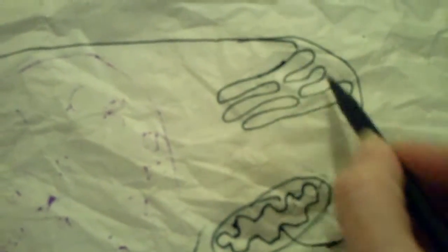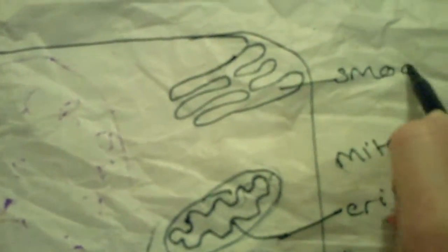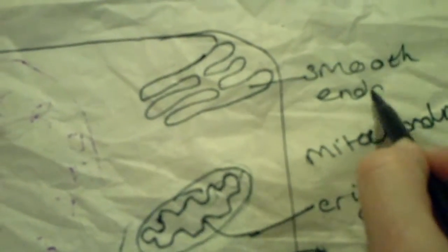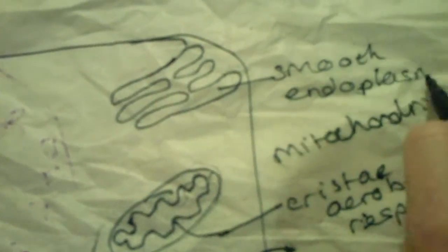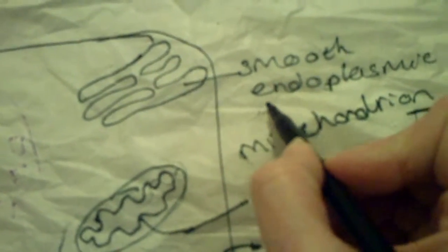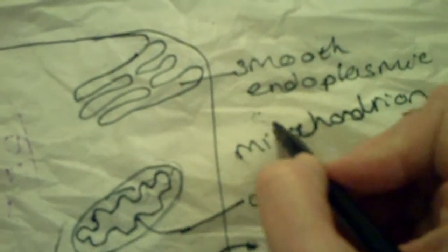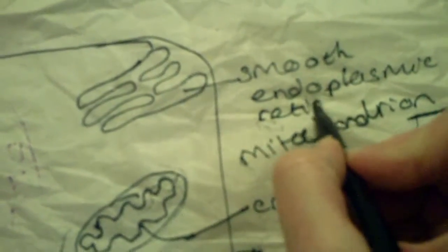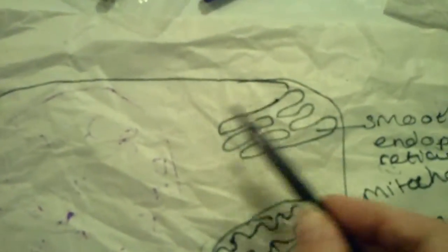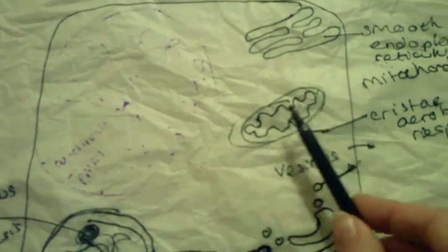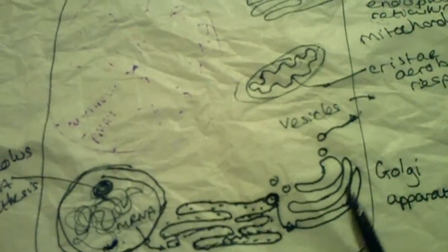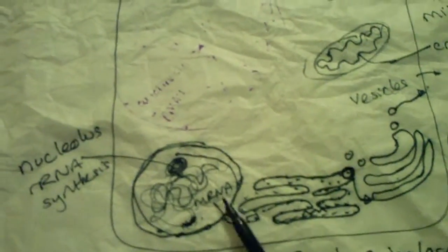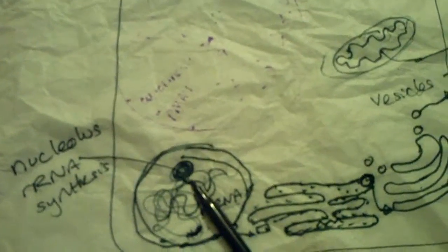Well, we also need to synthesize lipids, and synthesis of lipids occurs within the smooth endoplasmic reticulum. It's a very similar structure to the rough, but as the name implies, there are no ribosomes present, and that's where we get the synthesis of lipids. So we've got smooth endoplasmic reticulum, mitochondrion, vesicles, Golgi apparatus, rough endoplasmic reticulum, nucleus and nucleolus.